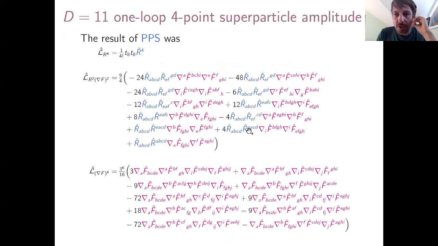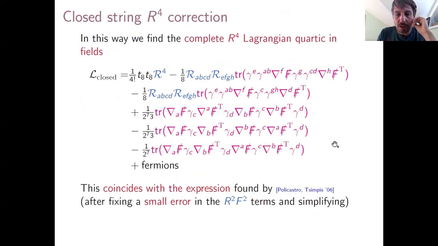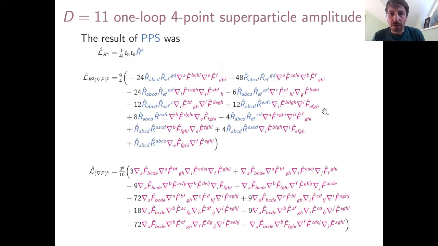So the 11-dimensional expression was this. This is the R squared, F squared terms, and these are the F4 terms. Now, if you compare that to the 10-dimensional expression, that's this. So this is just 6 terms: 2 R squared F squared terms and 3 F to the 4 terms. Of course, you generate a bunch of terms if you expand out these gamma traces, but this is quite a compact way of writing it compared to this.